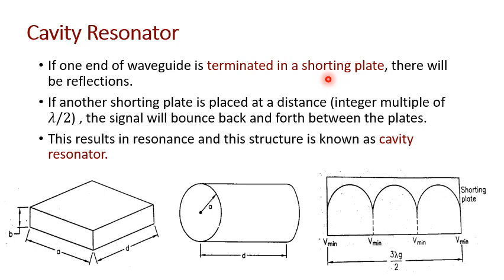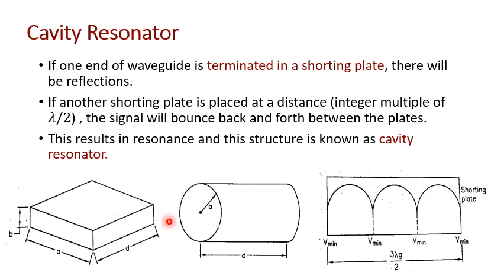If another shorting plate is placed at a distance, let's say an integer multiple of lambda by 2, the signal will travel to and fro between the two plates. This results in a resonance, and the structure is known as a cavity resonator. A cavity resonator will have three dimensions, A, B as well as D.